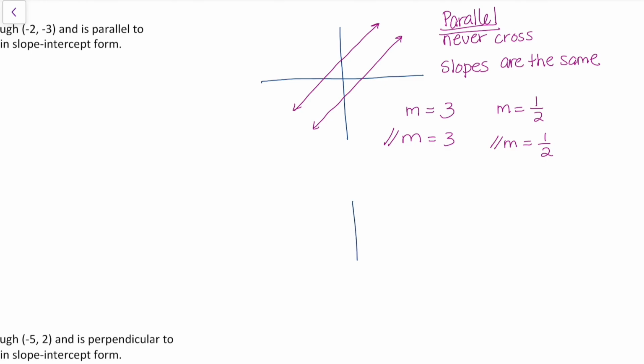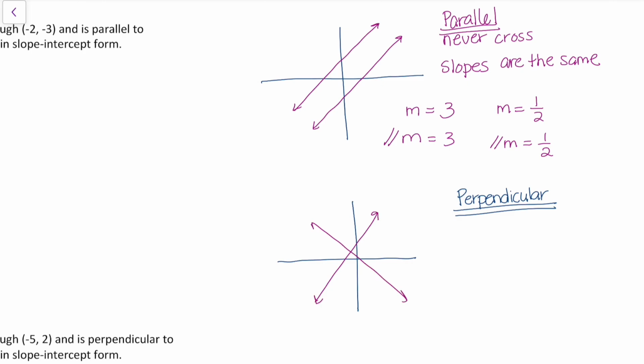If lines are perpendicular, that means they cross at a 90-degree angle. Okay?